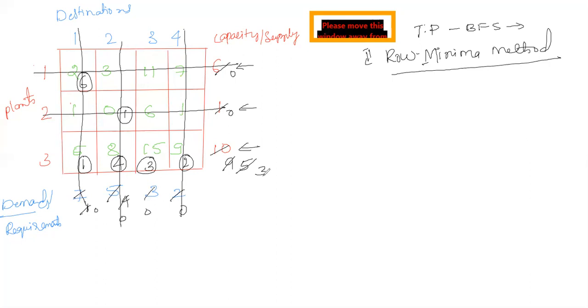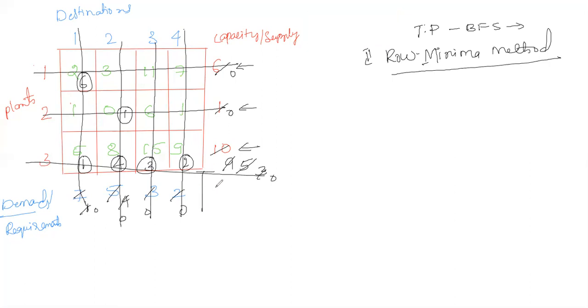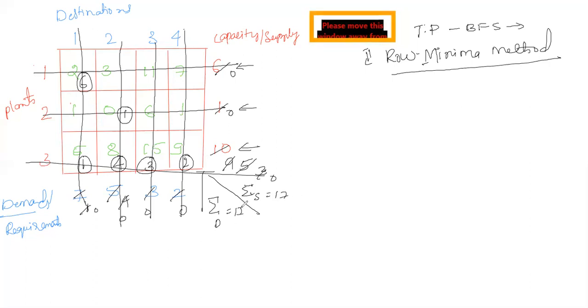So this becomes 0 and this becomes 0. Simultaneously the row will get cancelled and the column will get cancelled. Okay, so before that we need to check the summation of the supply and the summation of the demand. Here the summation of the demand is 17 and the summation of the supply is also 17. Already it is balanced, so we won't get any problem while solving.